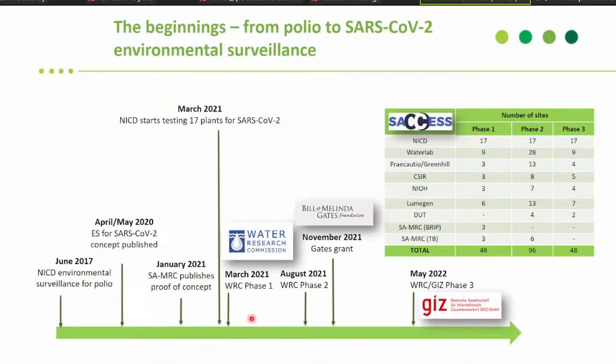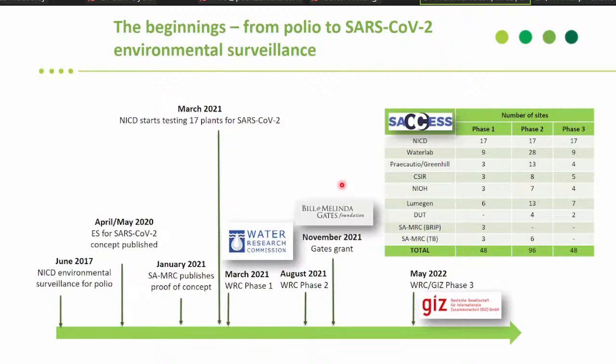At the same time, the Water Research Commission started its project in collaboration with the Sussex Network, including NICD, for monitoring SARS-CoV-2 in wastewater. That was the first phase that had a number of sites. And then in August, the second phase with an increasing number of sites was also added. In November 2021, we at the CVI received the first grant from the Gates Foundation, and that grant was specifically targeted to do the sequencing and the molecular characterization of the virus in the wastewater.